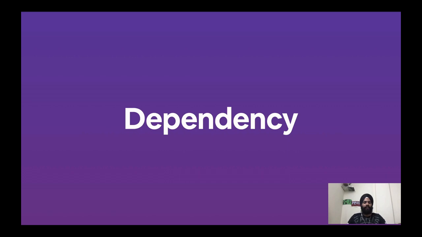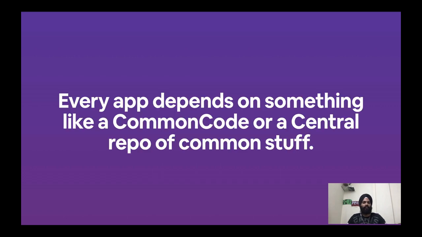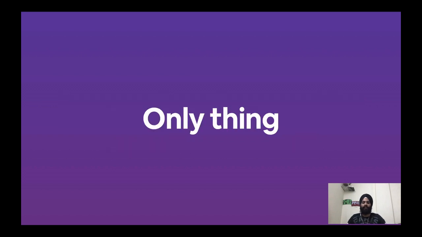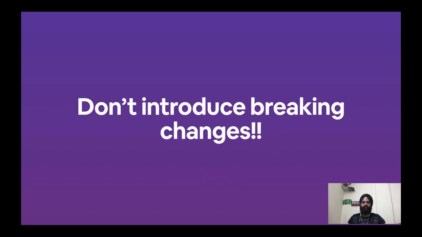Now, I must say all that glitters is not gold, and same is the case with this. We have a dependency here, and which is every app depends on something like a common code or a central repo of some common stuff, which is a collection of common interfaces, common assets, common structs, localizations, extensions, utilities, and whatnot. So sometimes you'll introduce changes that are in the common code and your MR gets reverted. So you'll have to keep the common code module version number in sync. So the only thing that we tell to our core team members that manage the common code thing is that you don't have to introduce breaking changes and you'll be fine.